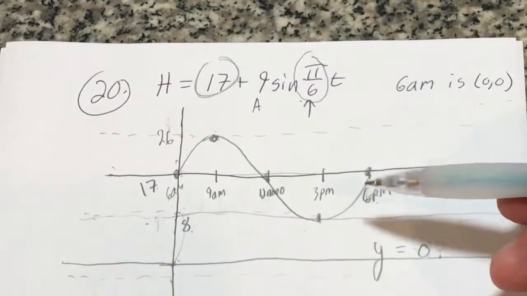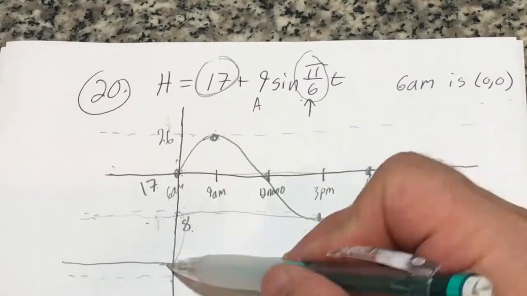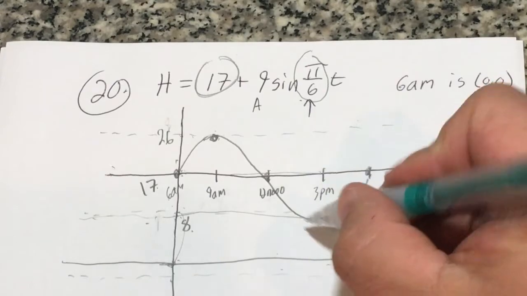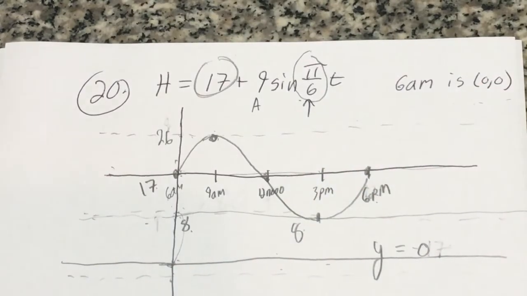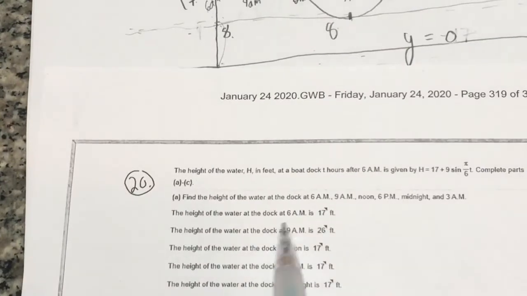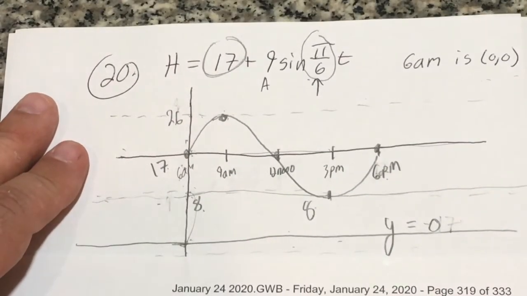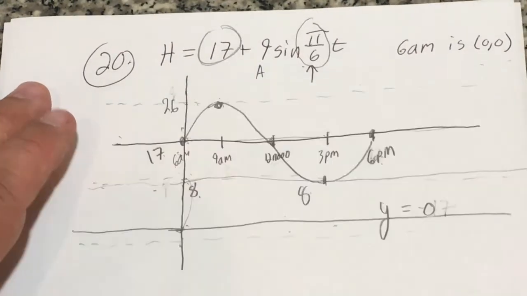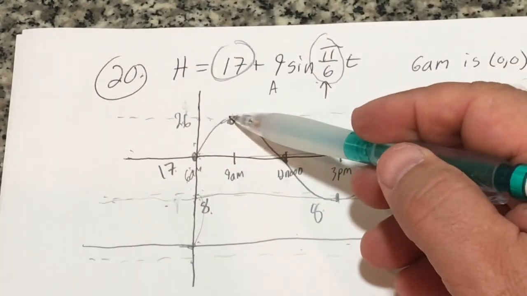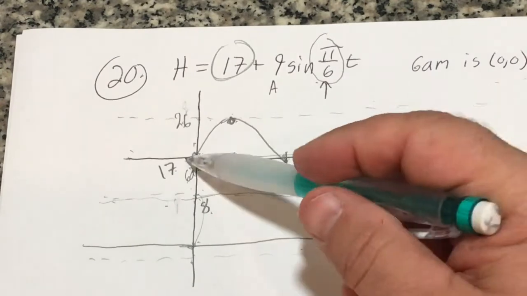So at 9 a.m. it's at 26 feet. At 6 a.m. it's at 17 feet. At 12 noon it's at 17 feet. At 3 p.m. it's at 8 feet. And these are the questions it asks us. Notice, it'll say the height of the water at 6 a.m., and we use our graph, is 17 feet. And then it asks the height of the water at 9 a.m. The height of the water at 9 a.m. is 26 feet. Then the height of the water at noon is back to 17 feet.